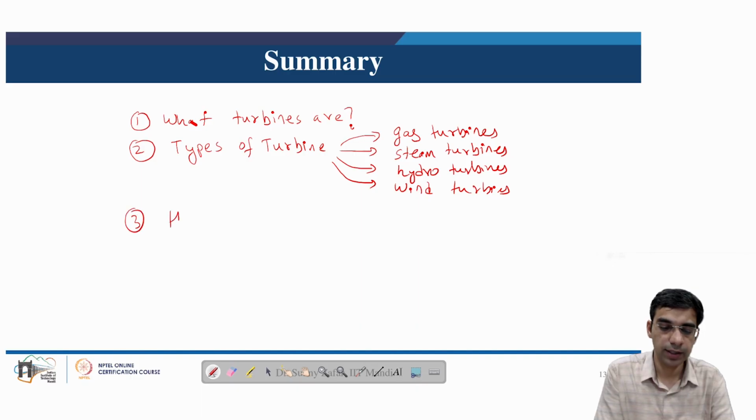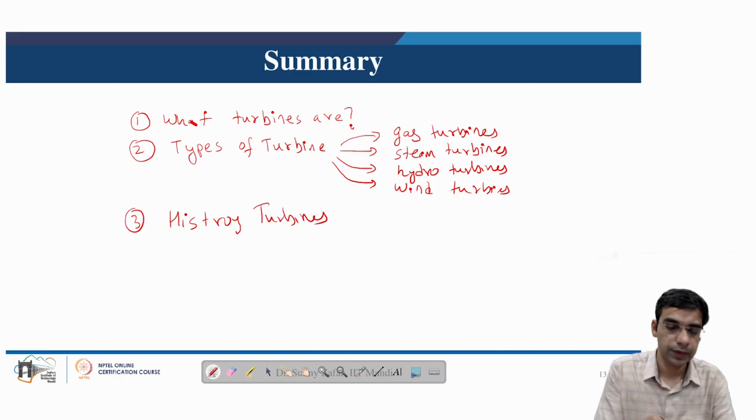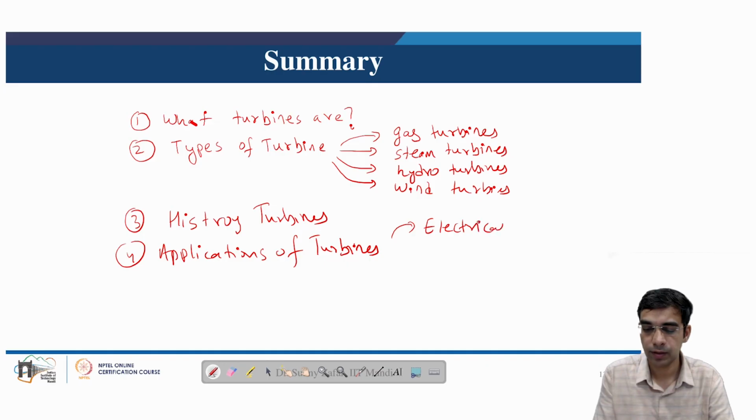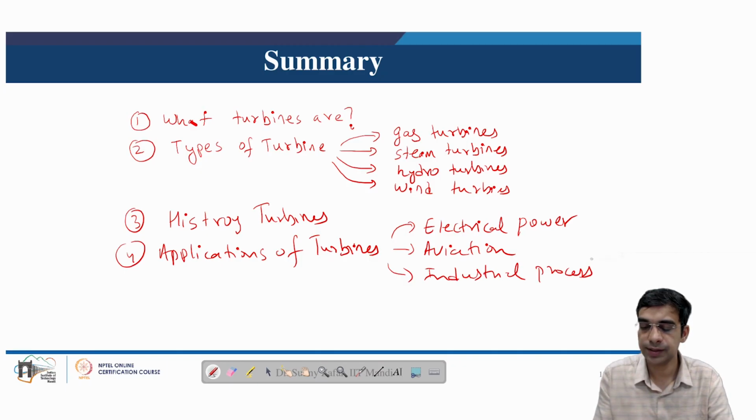Then we have looked at the historical perspective, the history of turbines. Then we have looked at the applications of turbines, where we have seen they are used in generation of electrical power. We have seen their application in aviation. We have seen application in industrial processes to run compressors or pumps.